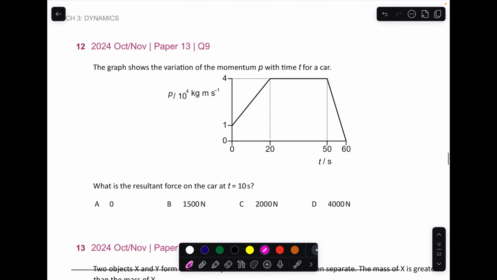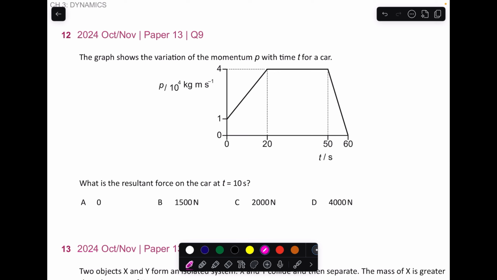In the next question, the graph shows the variation of the momentum with the time. What is the resultant force on the car? Again, Newton's second law, we know F is equal to delta p over t. So you have to find rise over run, the slope. As you see, you have to find it till 10 seconds. 10 seconds will be somewhere there, on this point on the graph, but you don't know the momentum at this point. But as it is a straight line, you can take any two points during this journey to find it, because the slope will be the same. So it will be the rise over run.